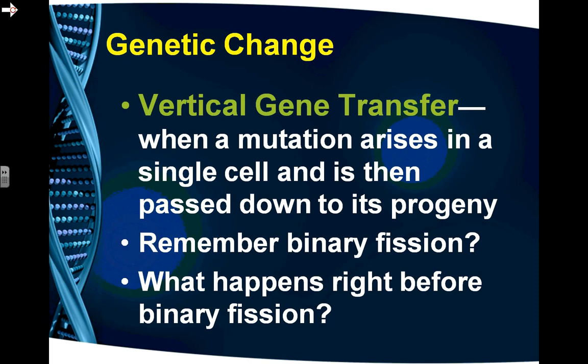Actually, you don't even have to be talking about a mutation when you talk about vertical gene transfer. It can also be just the standard transfer of genetic material from parent cell to offspring or progeny cells. But because we're talking about change, that's why I threw in that term mutation. But remember binary fission. You've already studied binary fission. You know that binary fission is a form of asexual reproduction, and what you get as a result of binary fission is two cells that are genetically identical.